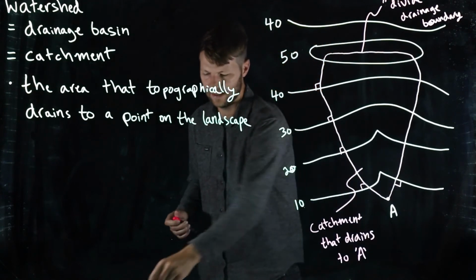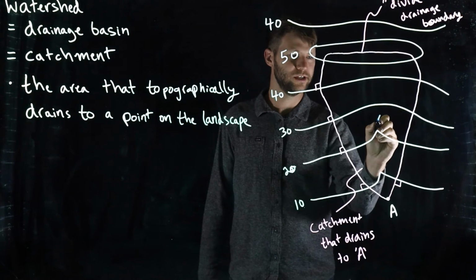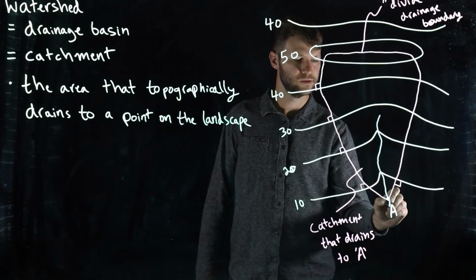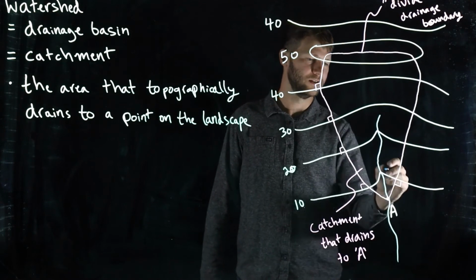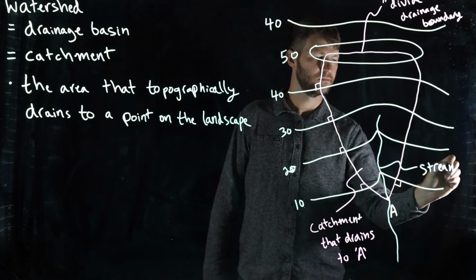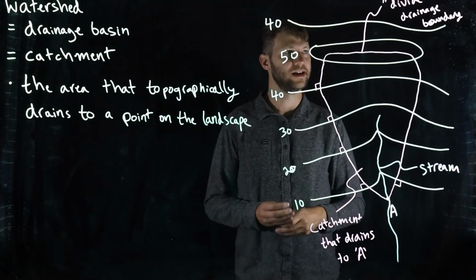The other thing that is very common to see in catchments is that they have some sort of stream running through them or draining them. So this is the stream. It probably goes on. And note that I've drawn the stream down the center line of the catchment.